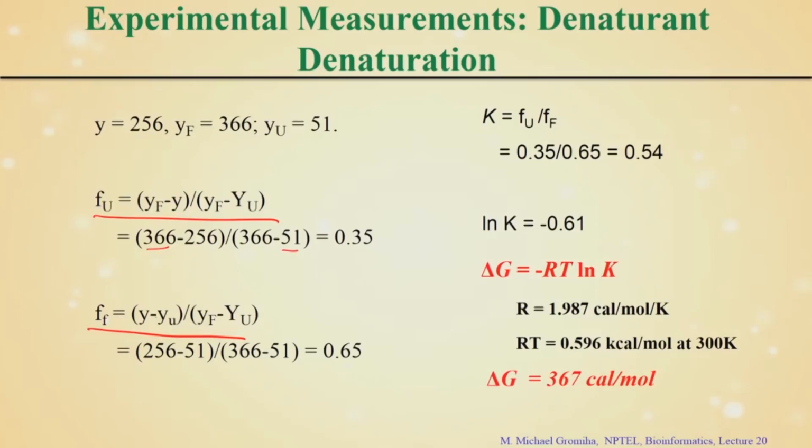Then the FF, this is given as Y minus YU divided by YF minus YU. You put in the values of YU, YF, and you will get that value, 0.65. So, we have the unfolded state and the folded state fractions.